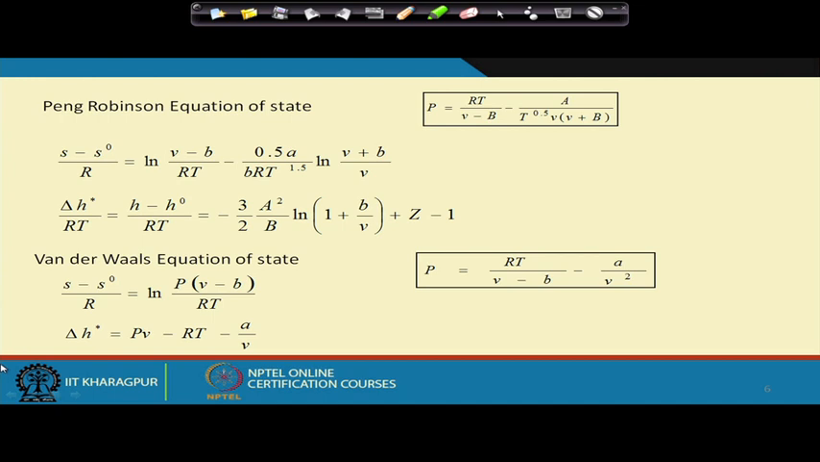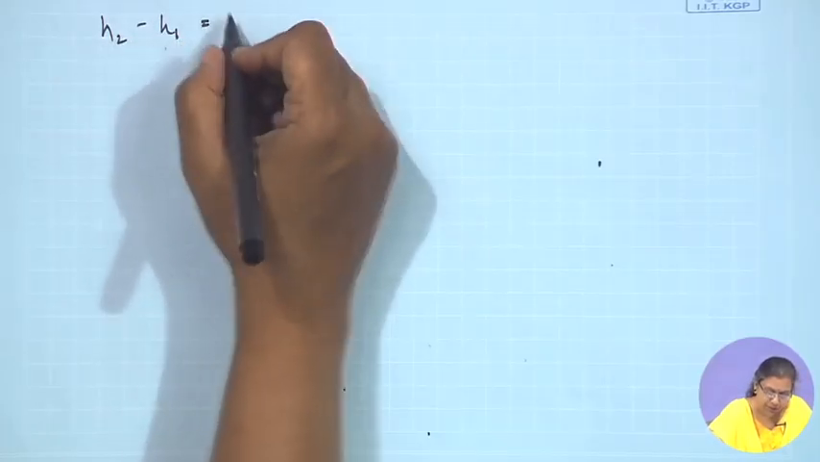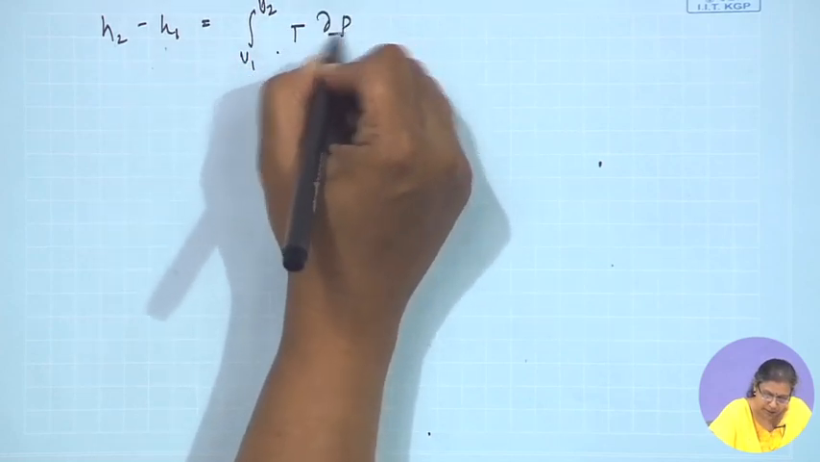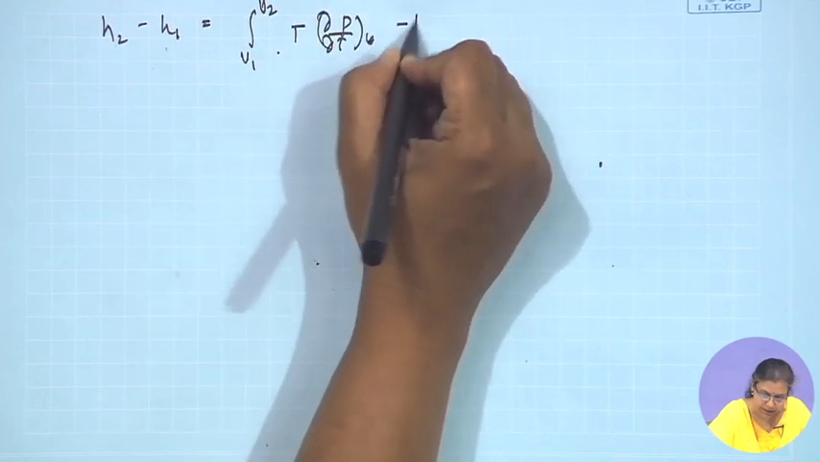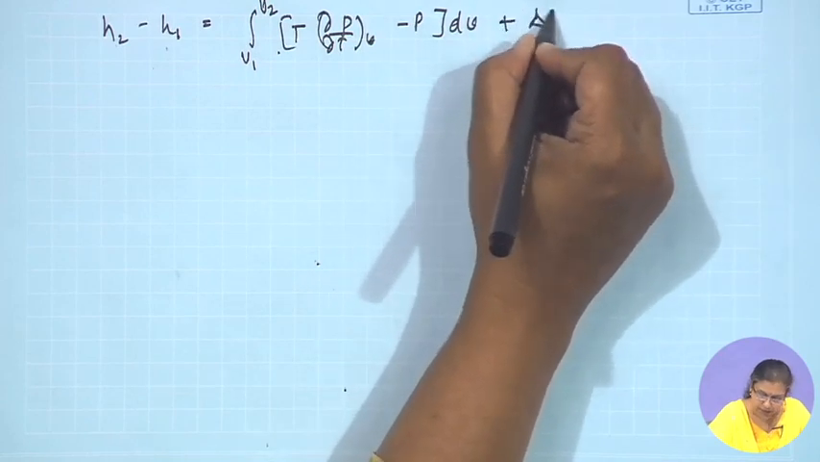So if you perform the calculations with the Peng-Robinson equation of state, the equation is already provided for you, then you are going to arrive at the expressions which have been provided here. I'll just do it for you very briefly so that you can check whether you have got the same thing or not. Say for any particular property, H2 minus H1 is integral V1 to V2 of (del P del T at constant V minus P) dV. I have also already written it down for you, plus delta PV.